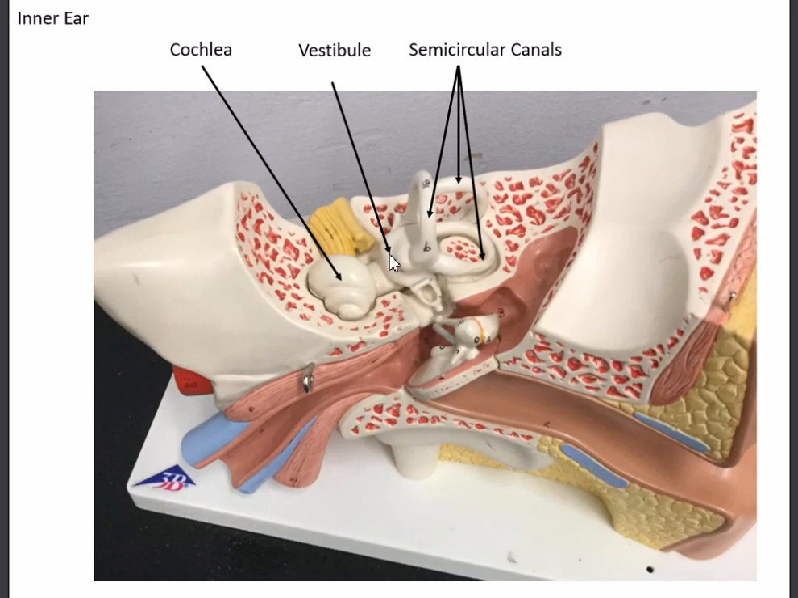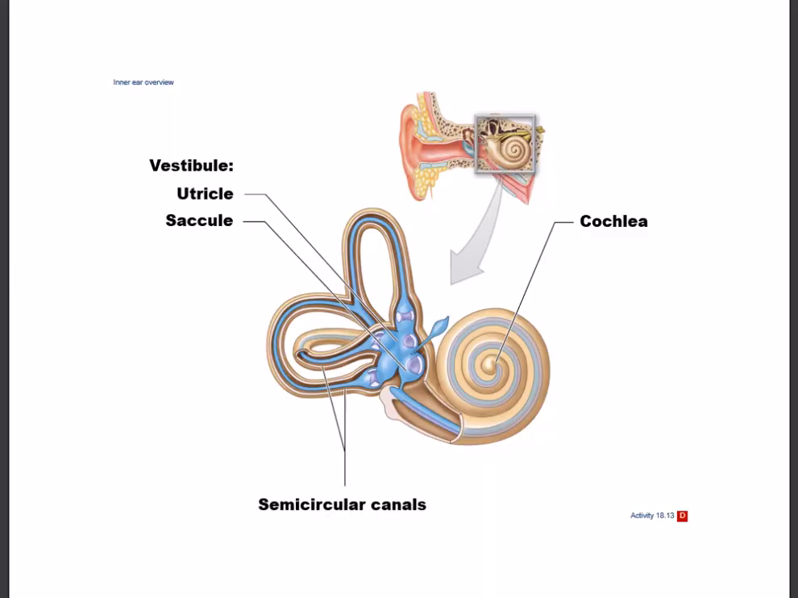By the way, in our model, here's the vestibule. Then here's your 1, 2, 3 semicircular canals. Again, they're more involved with angular movement. This is more involved with linear type of movement. Finally, inside here, the snail-looking structure, this is our cochlea.